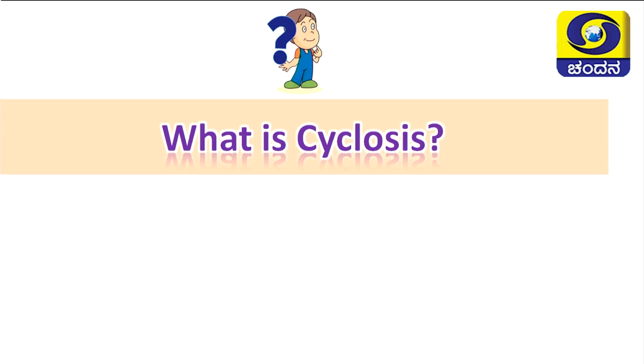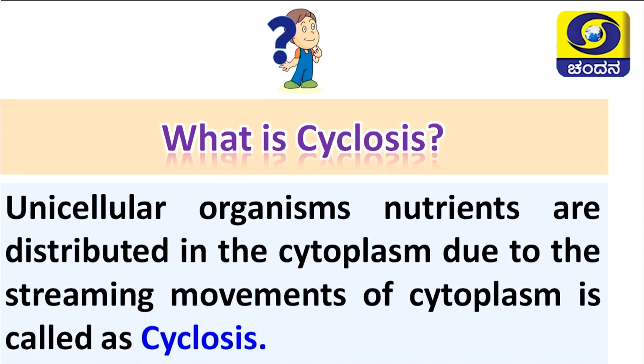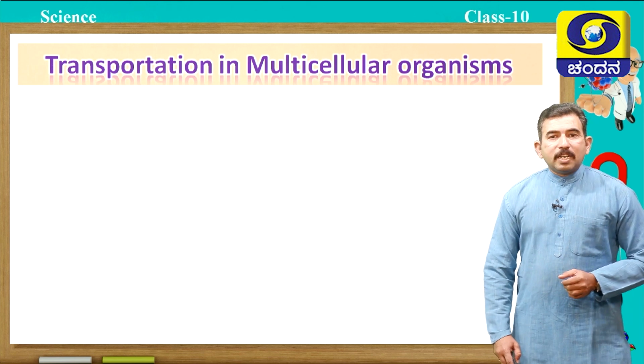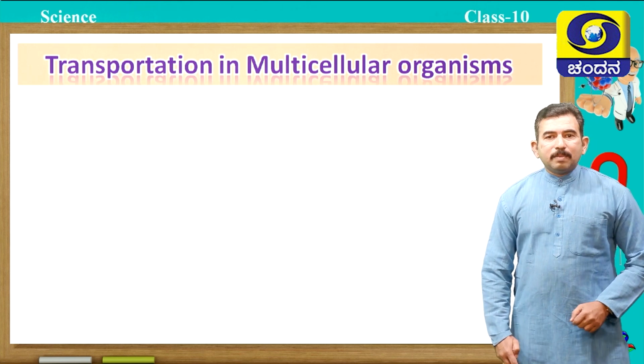Students, one question for you. What is cyclosis? Yes, you are right. In unicellular organisms, nutrients are distributed in the cytoplasm due to the streaming movements of the cytoplasm, and it is called cyclosis. Next, let us discuss transportation in multicellular organisms.